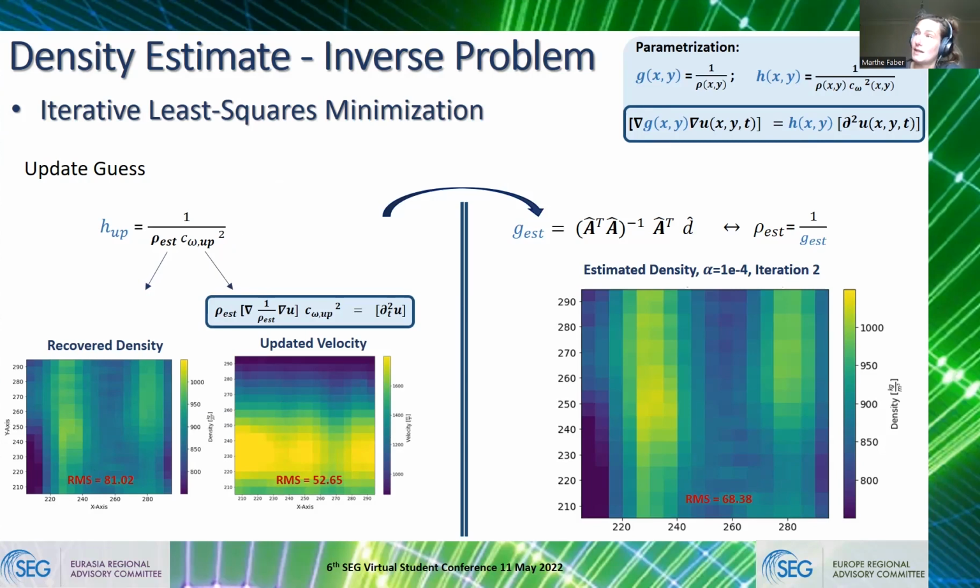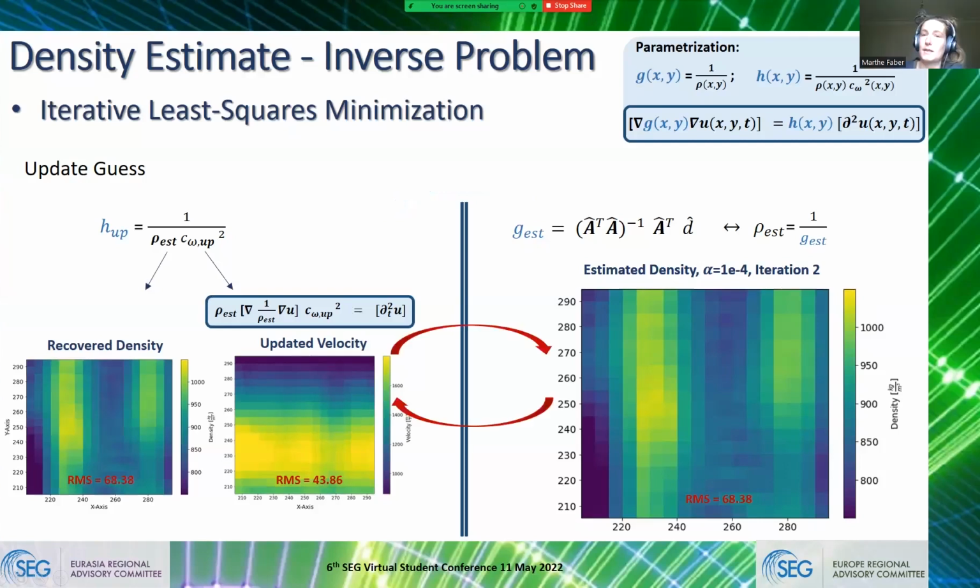And this then allows us to conduct a second inversion iteration, which already shows improvement of the root mean square error and also has more clearly emerging heterogeneities. And then we update as many times until we are satisfied with our density output.